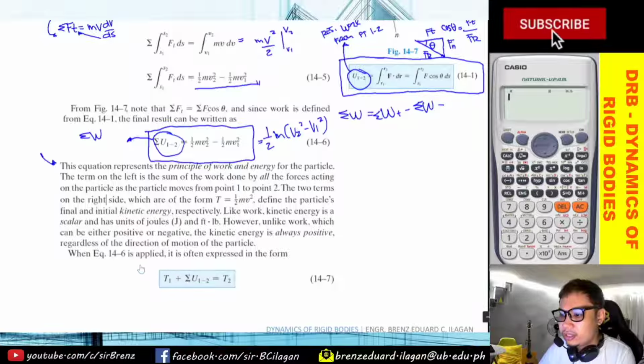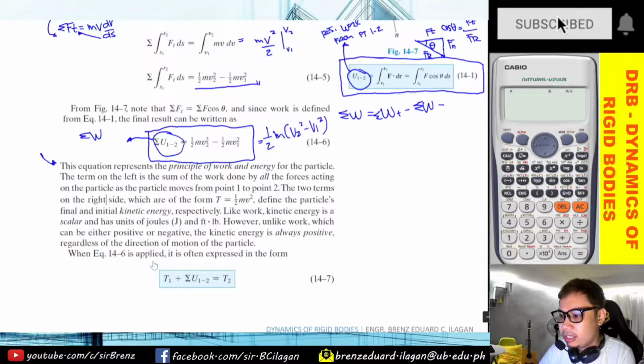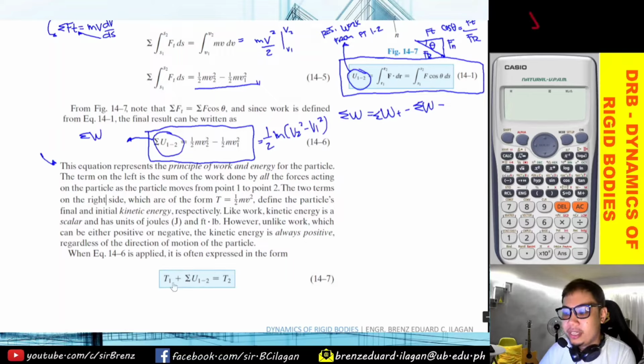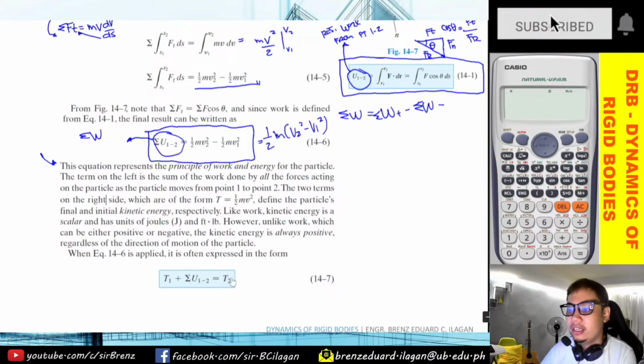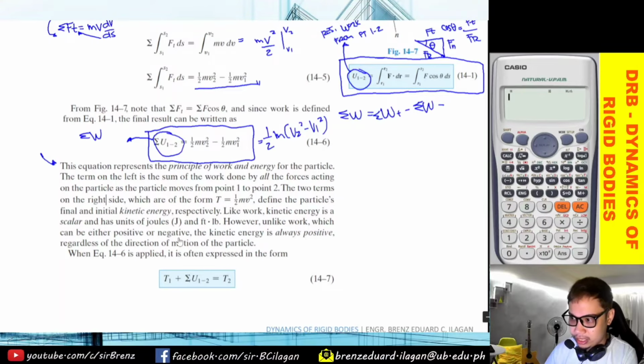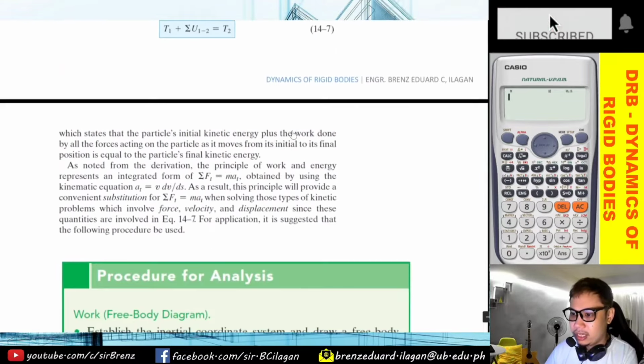So, under equation 14-16 is applied. This is often expressed in the form na T1, or ito yung kinetic energy at point 1, plus yung summation ng work from point 1 to point 2 is equals dun sa kinetic energy at point 2. Pero para at least mabawasan na lang din yung sasaulin, ito na lang yung gamitin natin. Pero for the sake of the discussion, discuss lang din natin itong another form ng 14-6. Okay, so ibaba ko lang.